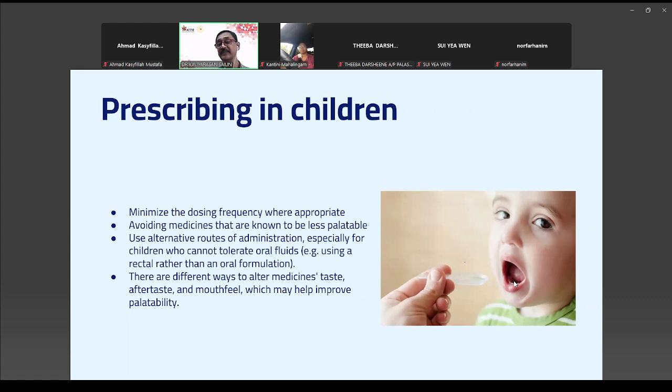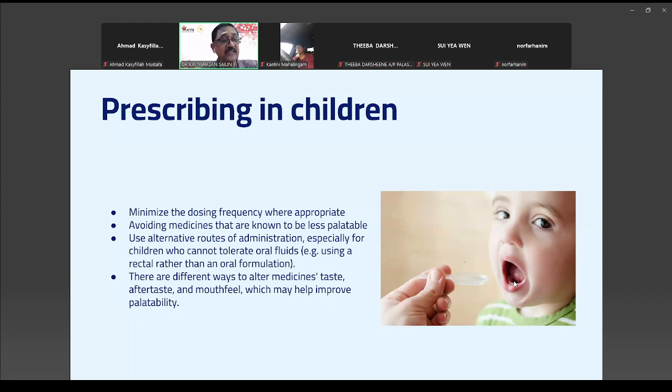So remember, when an elderly patient comes with multiple comorbidities and has polypharmacy, start deprescribing and review the medicine. See when the patient's medication was last reviewed, and then take the necessary action. Prescribing in children, minimize the dose. Again, in children you have to be careful. Minimize the dosing frequency where appropriate. For example, if the patient needs an antibiotic, azithromycin once a day for 3 days is better than cephalexin 3 times a day for a week. And also avoid medicines that are known to be less palatable.